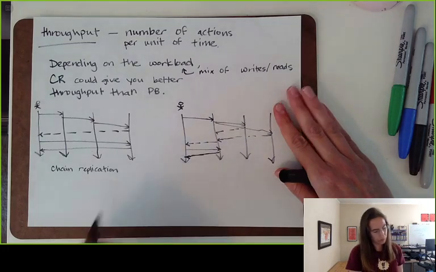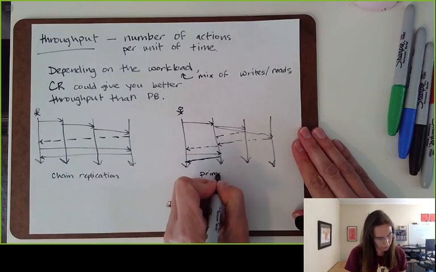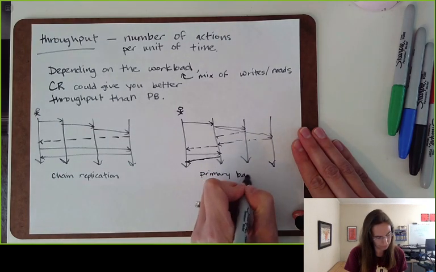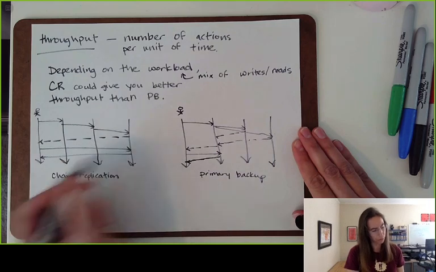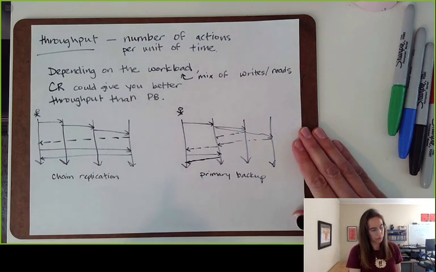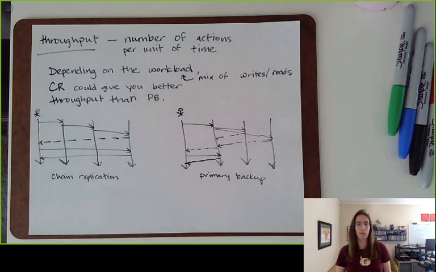Will it? Because in chain replication, all the reads are going to the tail. In primary backup, all the reads are going to the primary. So if it's all reads, chain replication isn't going to help you. What about if it's all writes?